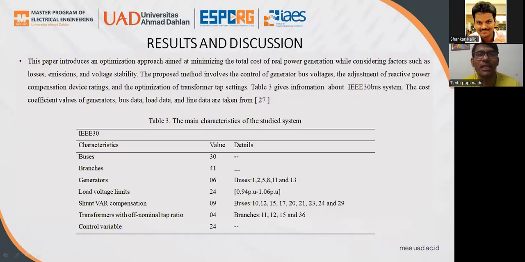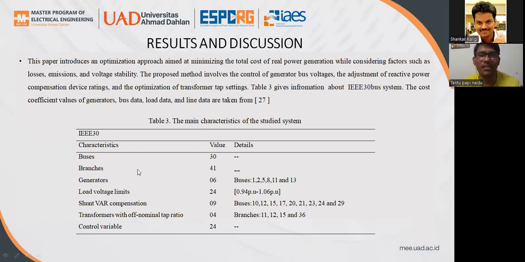So next is results and discussions. This paper introduces an optimization approach aimed to minimize the total cost of power generation while considering losses, emission, voltage stability and voltage deviation. This table indicates the main characteristics of the studied system, that is the IEEE 30 bus system.